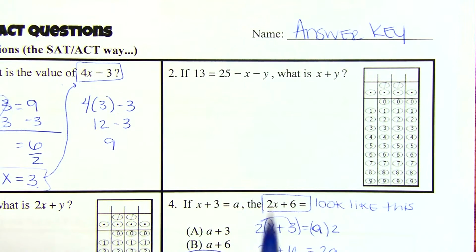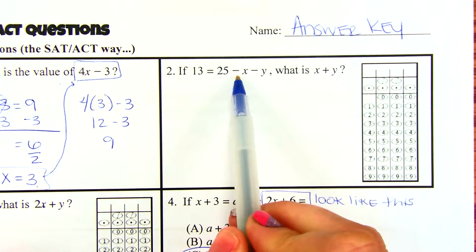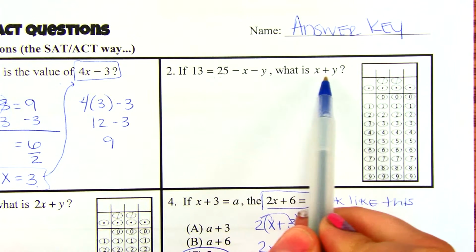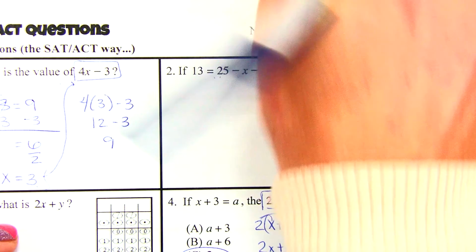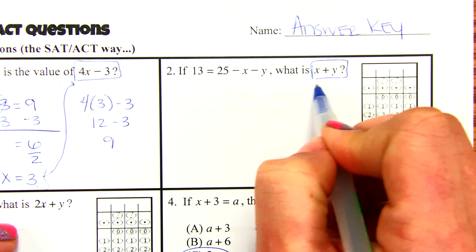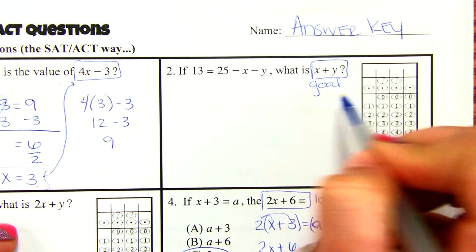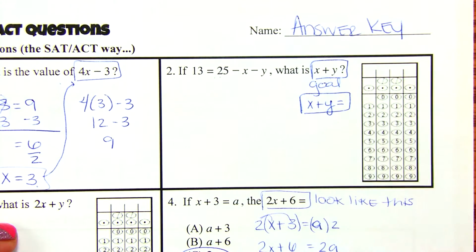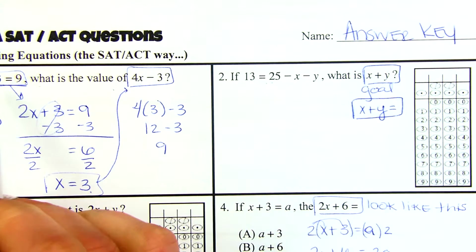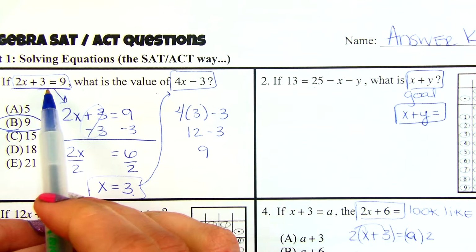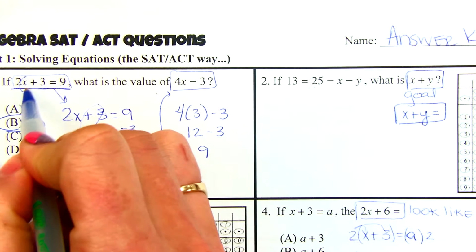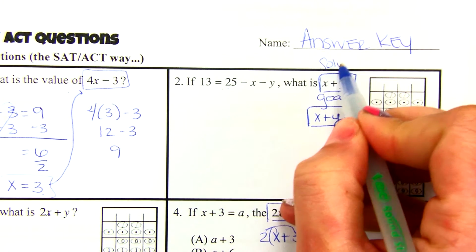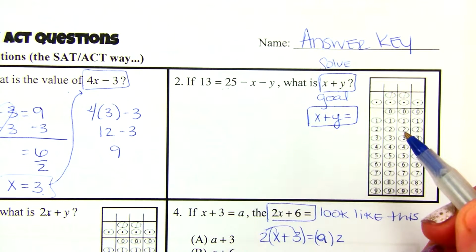Alright, question 2. If 13 equals 25 minus x minus y, what is x plus y? So when I look at this, I know that my goal is to get x plus y by itself on the left side of the equal sign. Kind of like here, this was 2x plus 3 equals 9. Automatically, when we look at this, we know we kind of want to solve for x. In this case, we want to solve for x plus y.